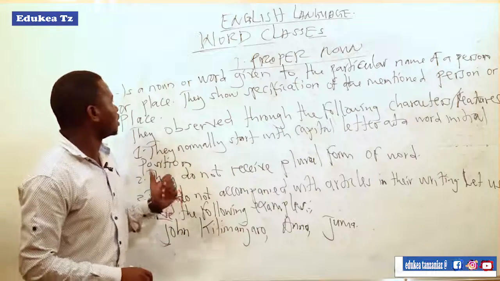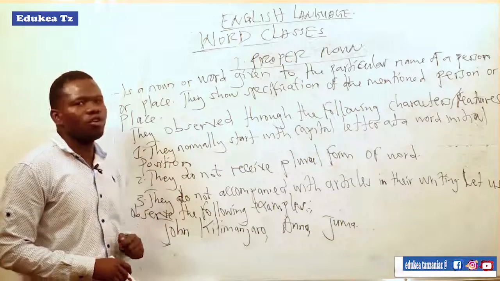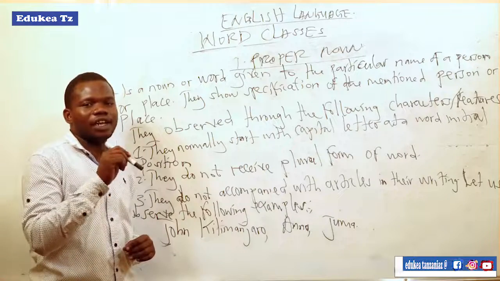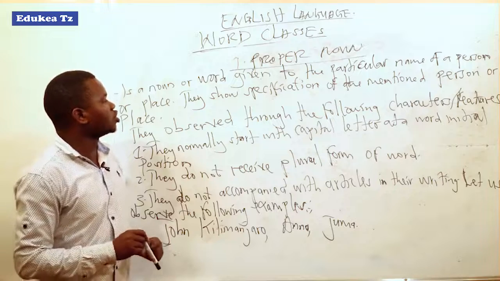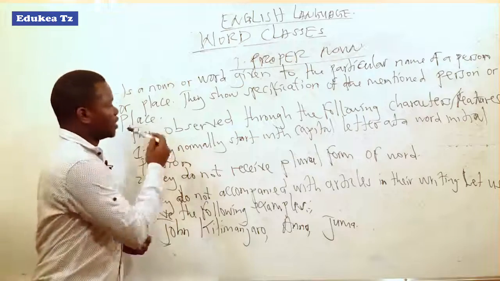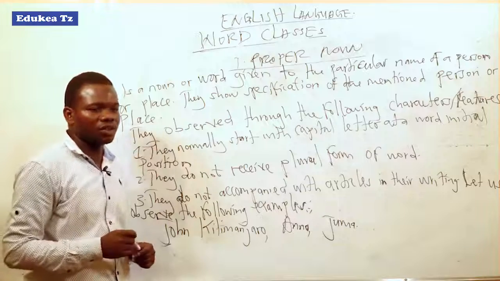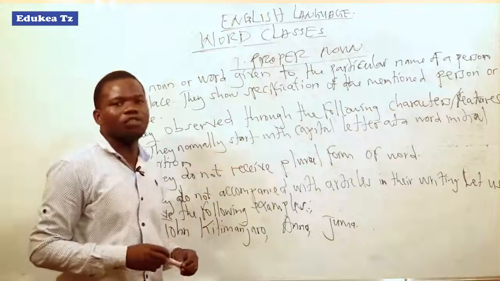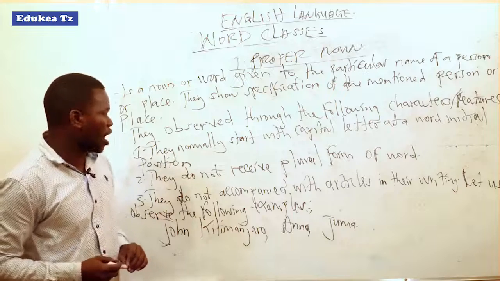A proper noun is a noun or word given to the particular name of a person or place. Those names given to a particular or specific person or place are called proper nouns. These show specification of the mentioned person or place. They are naming a particular name of a given person or place. Let us observe through the following characteristics which differentiate them from other types of nouns.